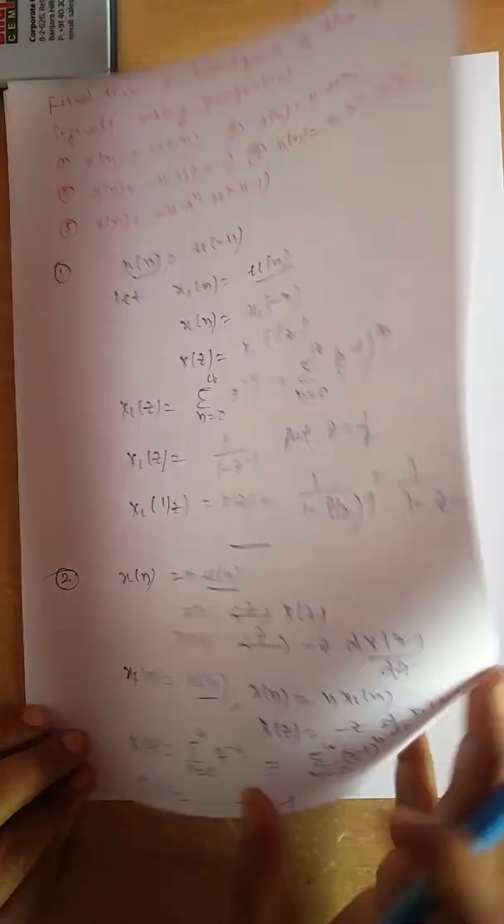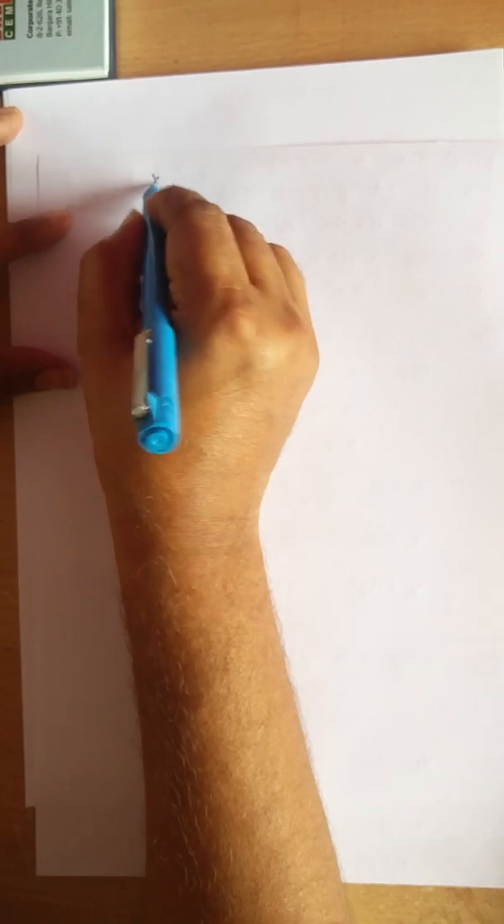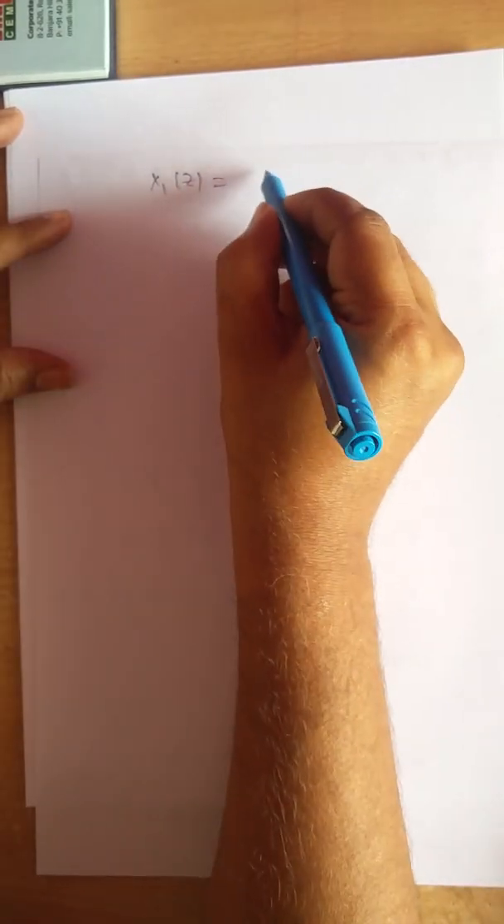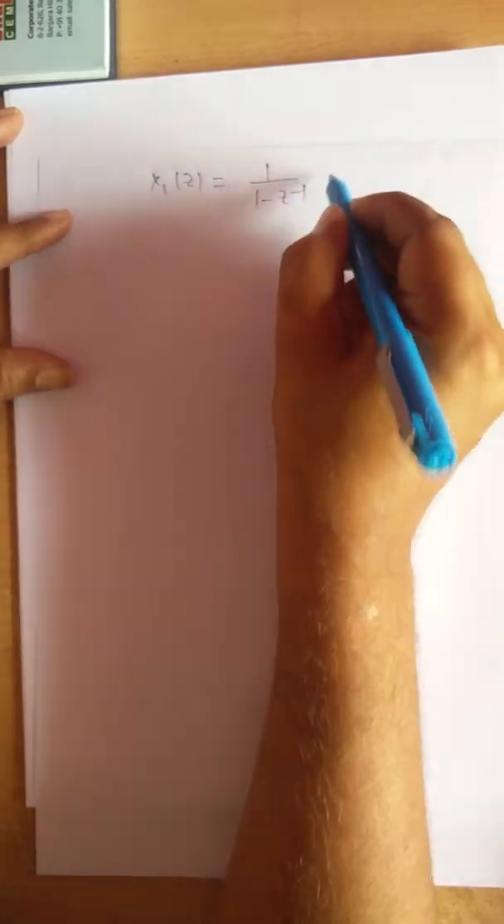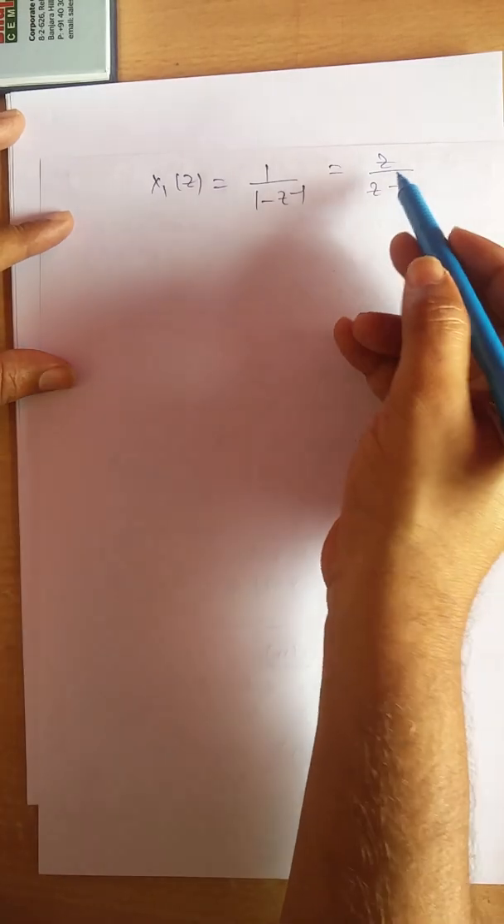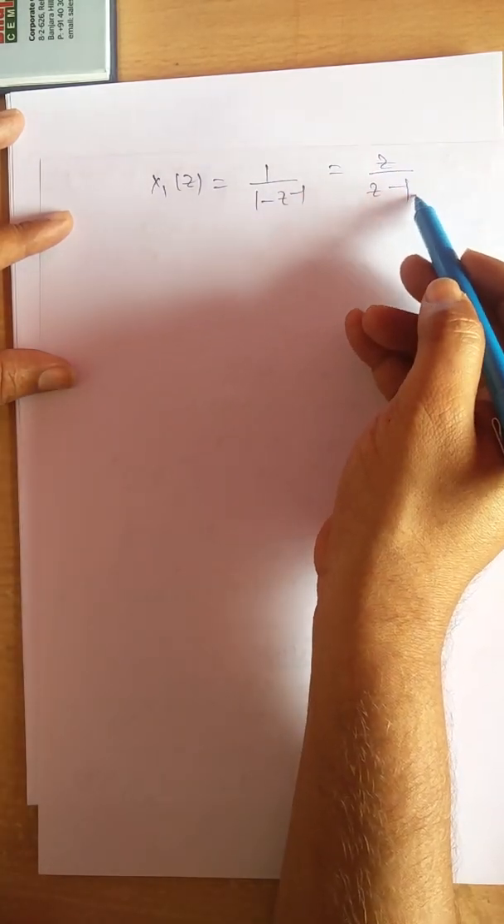Since we need to differentiate this, let us express that in terms of positive power of z. x1 of z equals 1 divided by 1 minus z inverse can be written as, you can take this as 1 by z, that is z divided by z minus 1. Z is the LCM here. Denominator of the denominator goes to numerator. It will become z divided by z minus 1.